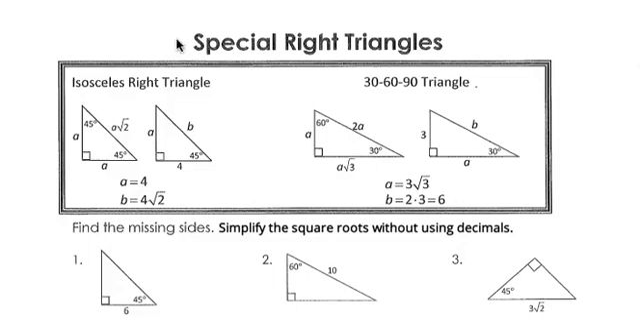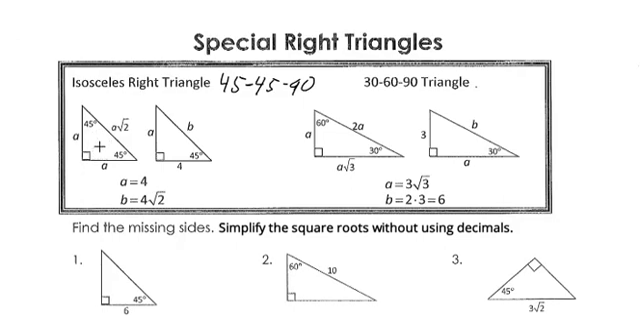We have two kinds of special right triangles. We have the isosceles right triangle, that's also known as the 45-45-90 triangle because its three angles are 45 degrees, 45 degrees, and 90 degrees. And we have the 30-60-90 triangle. These special right triangles help us because we can use relationships between their sides to help us find missing sides without using the Pythagorean theorem.